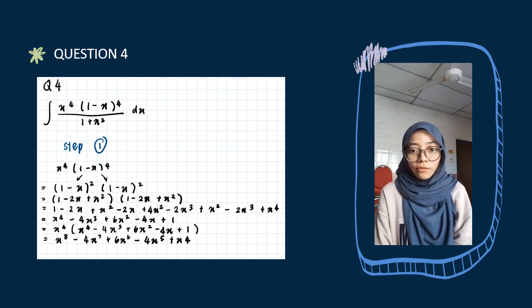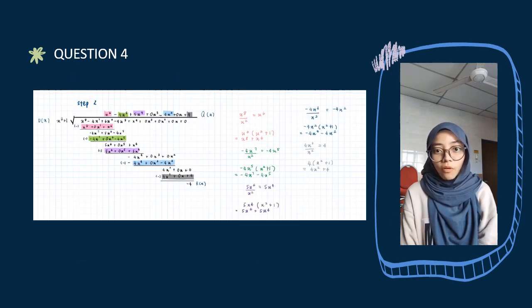The last equation we found in this step will be divided by x to the power of 2 plus 1. 1 plus x to the power of 2 is changed to ease our division method. Steps of a polynomial division.